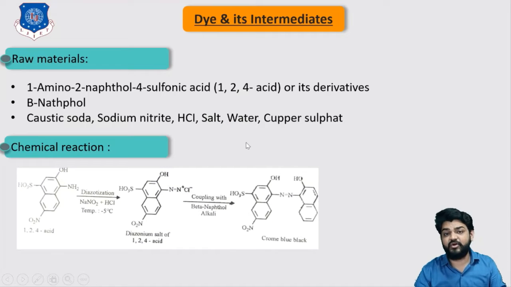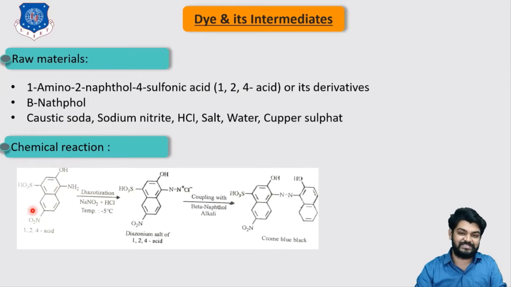So let's understand the chemical reaction that we need to follow in order to produce this particular dye. As you can see here, we are taking 1,2,4 acid, that is your 1-amino-2-naphthol-4-sulfonic acid, right? So this is the 1, 2, 3 and 4th position. So 1-amino, 2-naphthol and 4-sulfonic acid is our raw material, right? On diazotization with sodium nitrite and HCl at a very low temperature of -5 degrees Celsius, we can produce the diazo of our raw material.